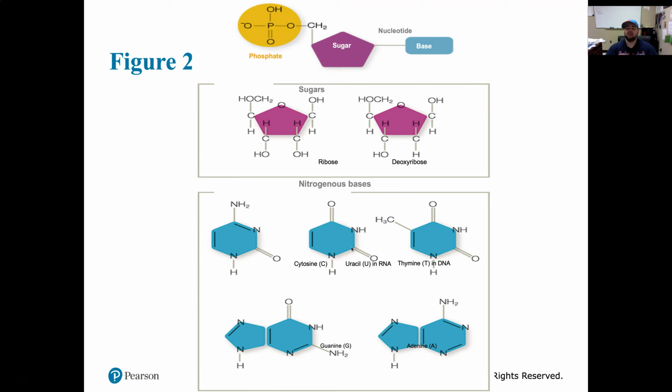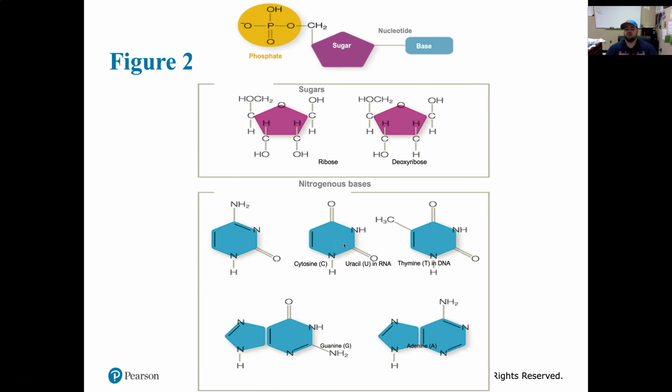If you are looking at DNA, the 4th nucleotide is thymine, which is right here. If you were looking at RNA, thymine is replaced by uracil, which is this central one right here. This is uracil, which is found in RNA.